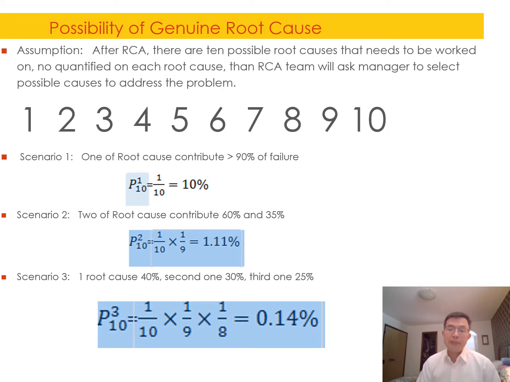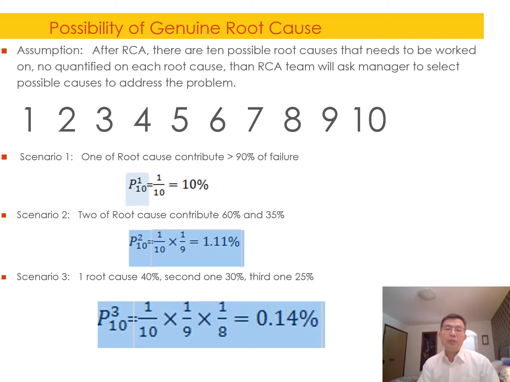So now let's look at the mathematical way. This principle applies to all RCA. After RCA studies, potentially you can find 10 possible root causes, coming from different team members. Scenario one: if we put a report to the manager to get approved, what is the possibility we found the root cause? If there is only one root cause, contributing 90% of failures, then the probability of finding the root cause is 10%.